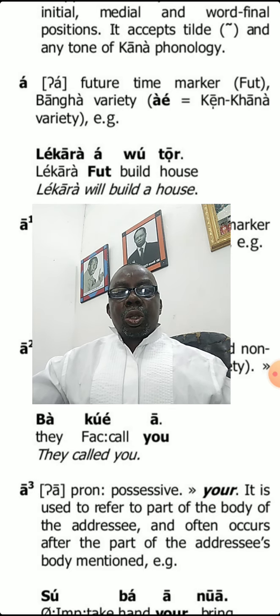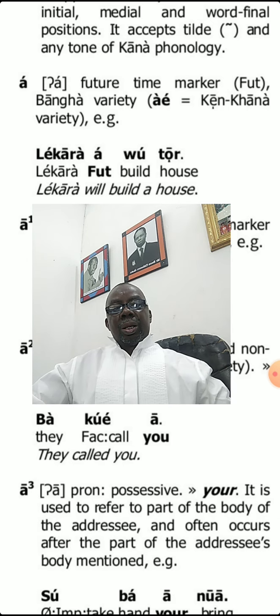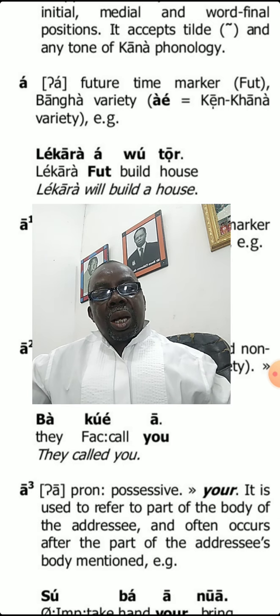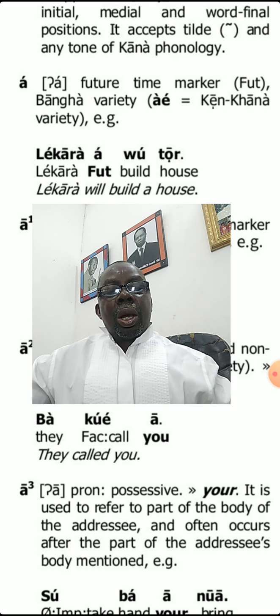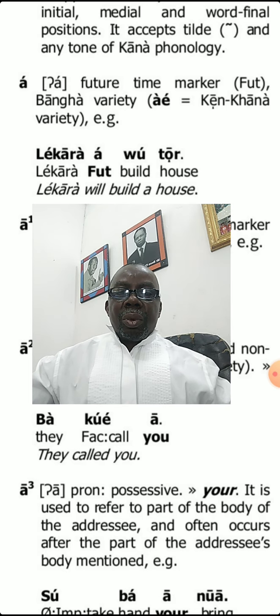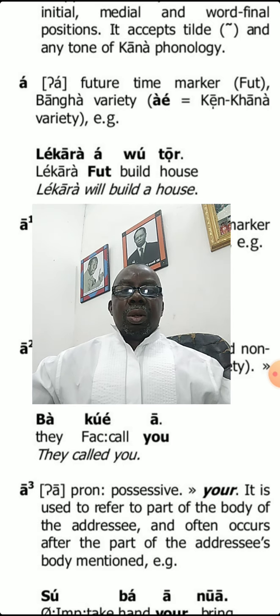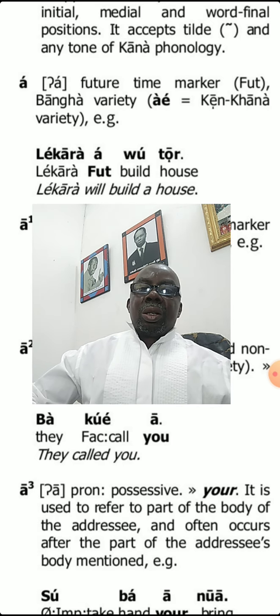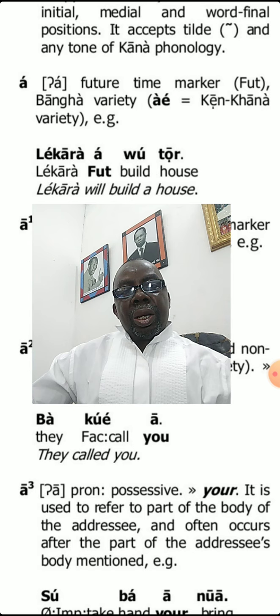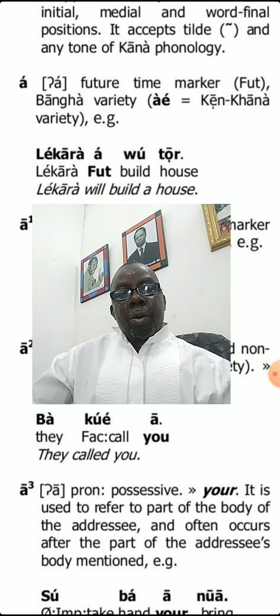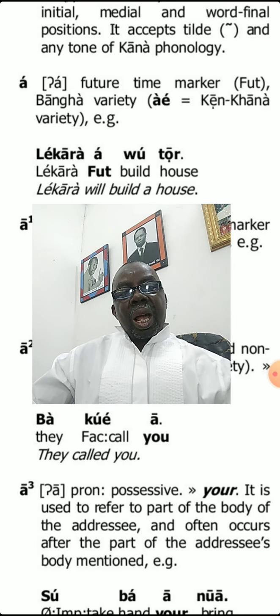Now, some people may argue that the letter A, which I describe as a future time marker, is a tense marker. The question is, what is a tense? What is tense? Then tense to me is the form of a verb that relates to a moment in time. The form of a verb that relates to time.